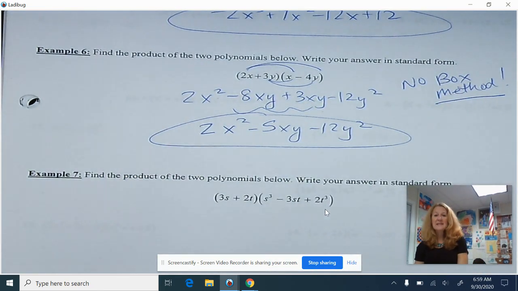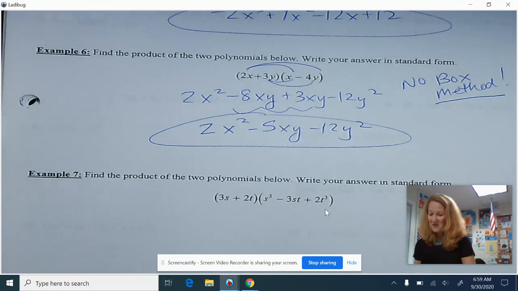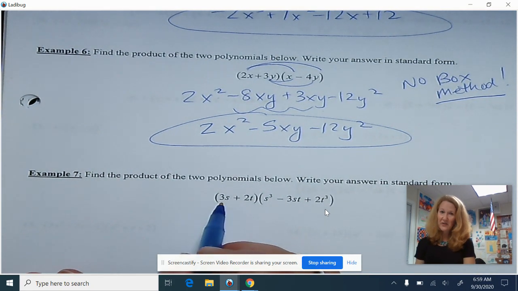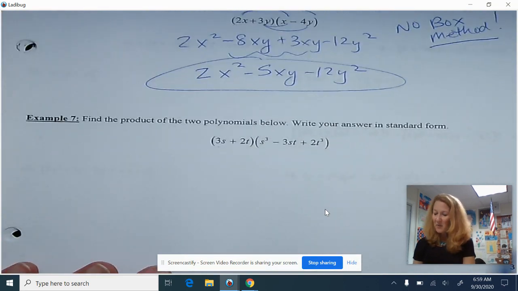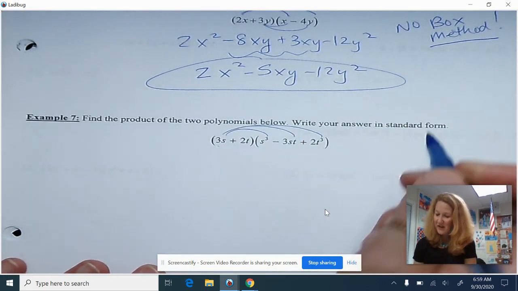All right, the next example has two variables. It has s's and t's. S's are always kind of tricky because they look like 5, so just be careful with that when you write your terms, because it could very easily look like 35 instead of 3s. Go ahead and distribute the 3s all the way through.